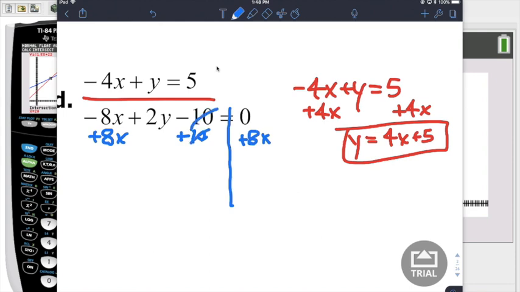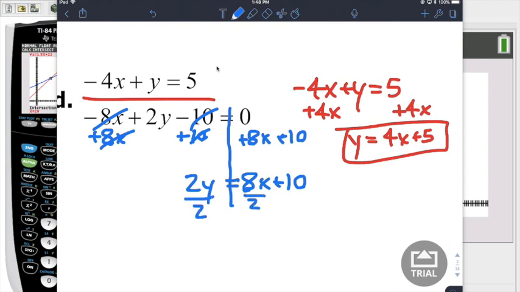We need to add 10 because we need to cancel those out. So we'll also put plus 10. So you're going to have 8x plus 10 on the right-hand side. And then on the left-hand side, all we're left with is 2y. Now it's kind of looking a little bit more like something we've dealt with.